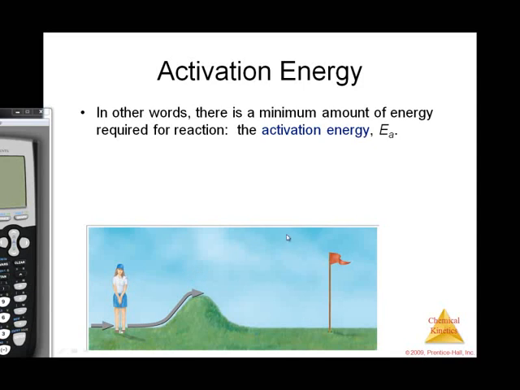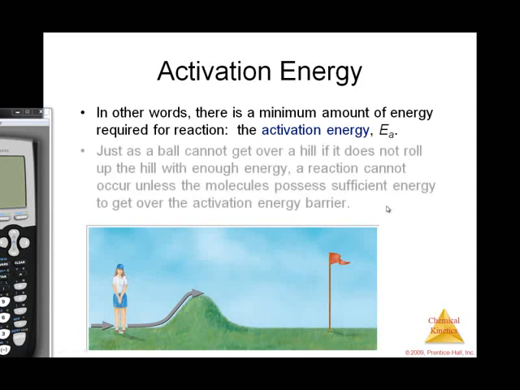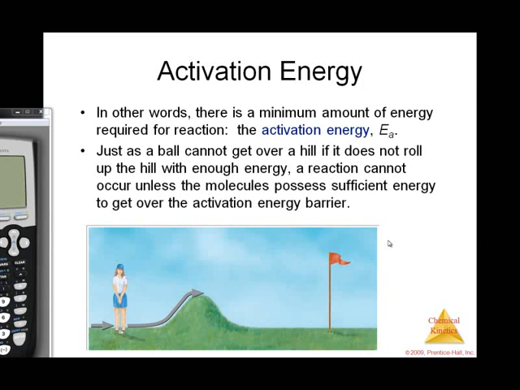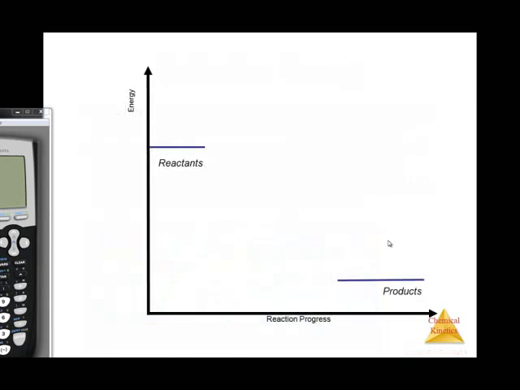So the other thing we saw in that diagram is there's some minimum amount of energy that's required to get that reaction started. And we call that energy activation energy. And we give it the symbol E for energy, sub A for activation. Just like a golfer golfing, you need some energy to get that ball over the hump, and then it can move on to the tee. So a reaction can't start unless there's sufficient energy to get it started.